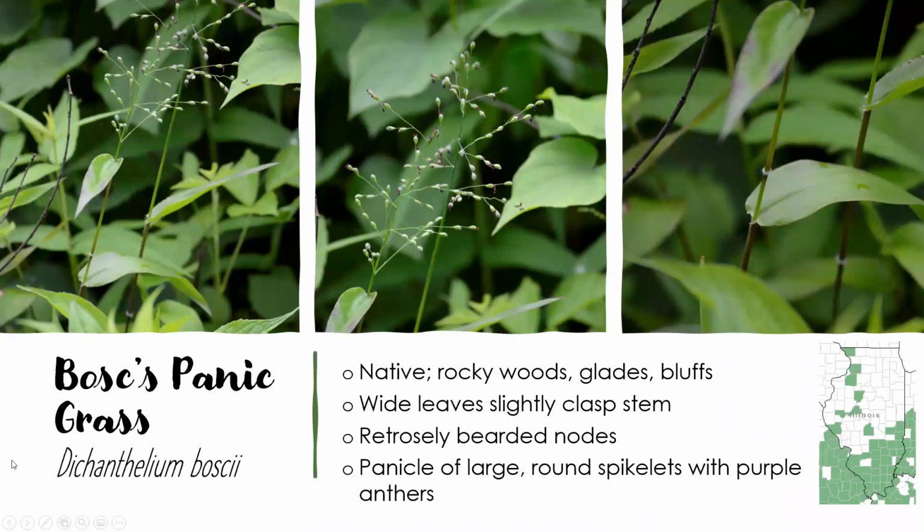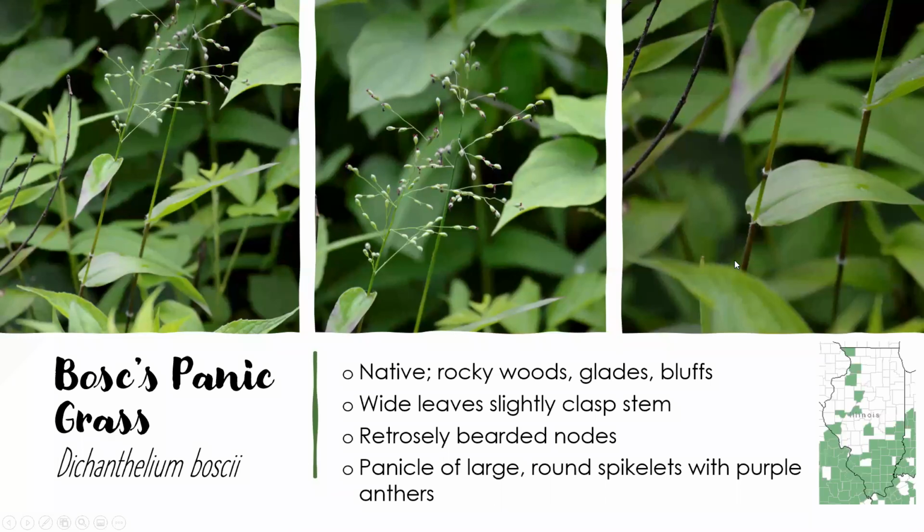Okay, so we have just a couple grasses to go today, and they're both Dichanthelium. So this one is Bosc's panic grass. Okay, so in a different genus than beaked panic grass that we just looked at. So Dichanthelium boscii. This native grass is found in rocky woods, glades, and bluffs. So it is a little bit more restricted in where it can be found. And it has relatively wide leaves that are going to just slightly clasp the stem. So what that means is at the base of the leaf blade, that blade is going to just slightly wrap around the stem, okay, before it turns into the sheath.